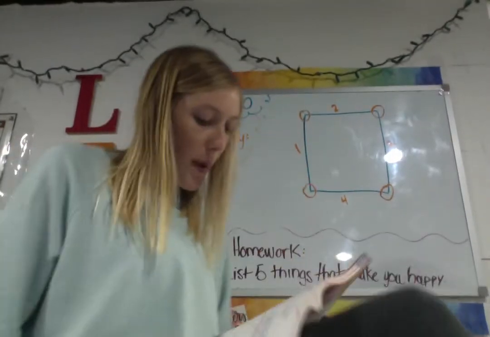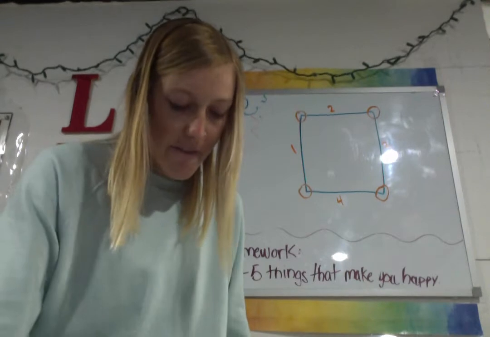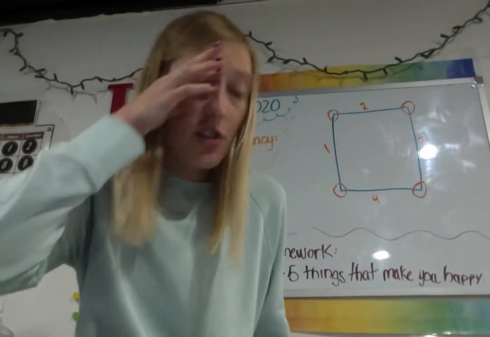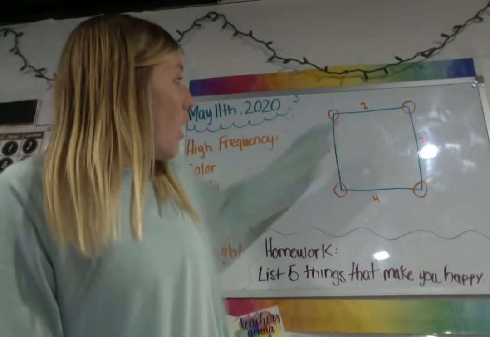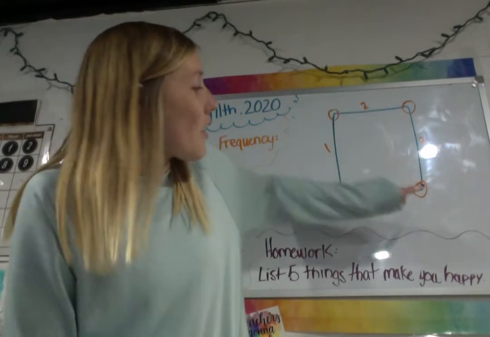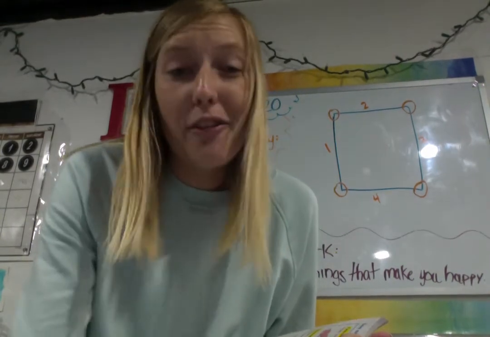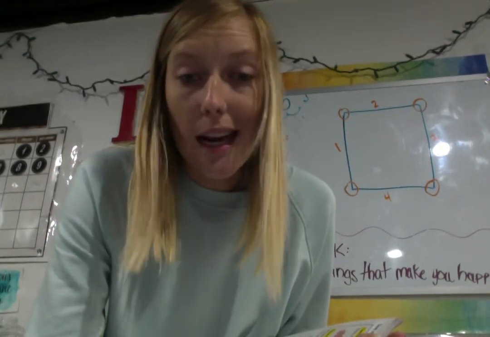So today, when you guys are doing your On My Own page, you're going to have to count the sides and the vertices of these shapes. So we see 1, 2, 3, 4 sides and 1, 2, 3, 4 vertices. Vertice is just a really fancy word for corner. It doesn't really mean anything special.